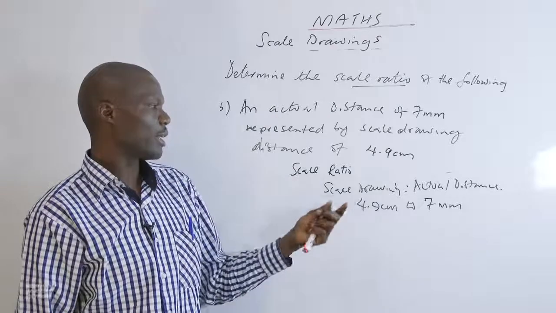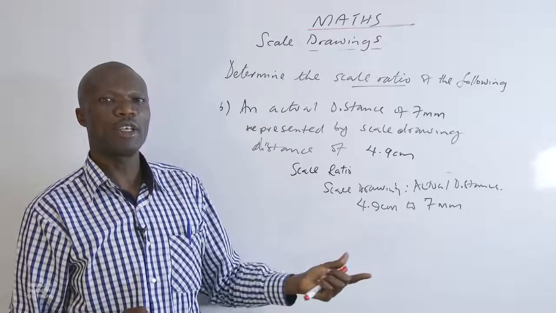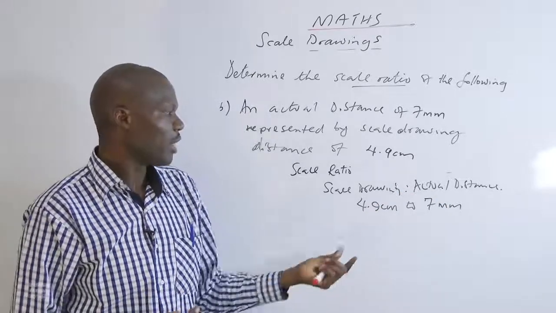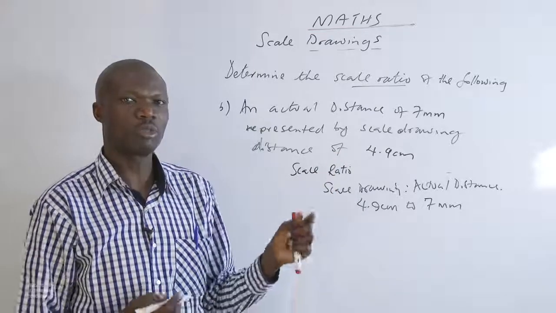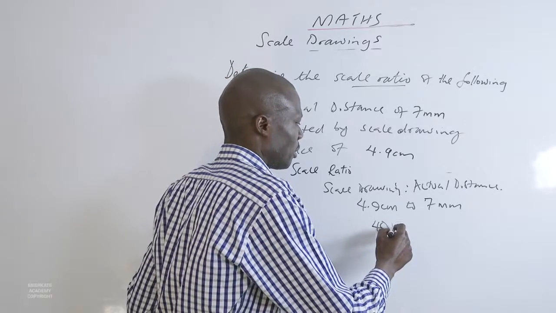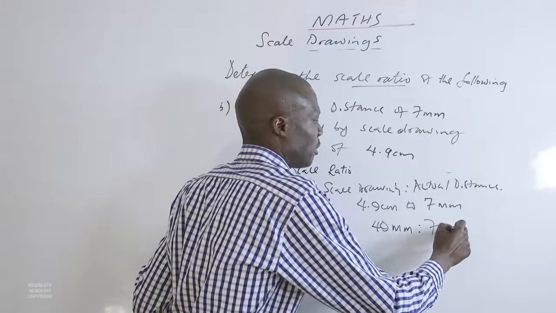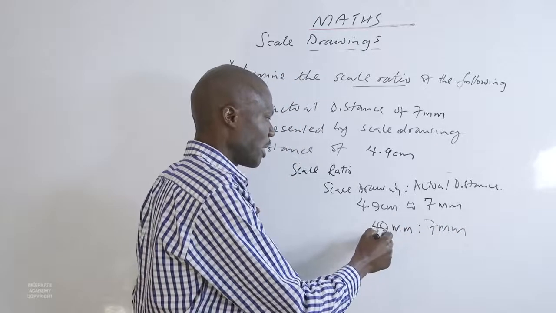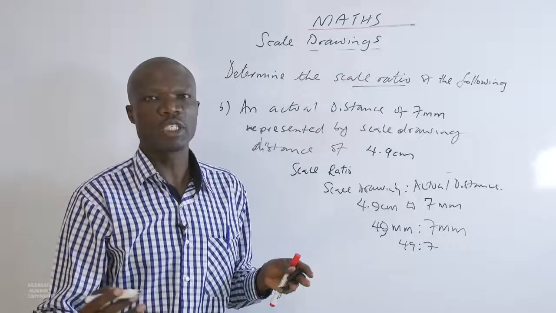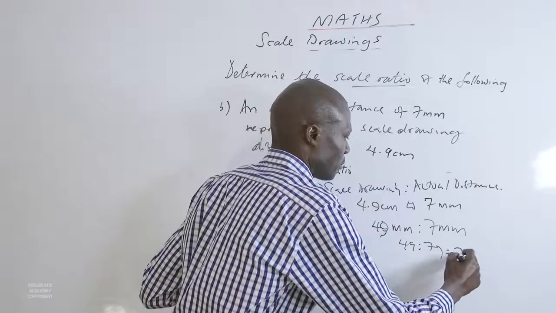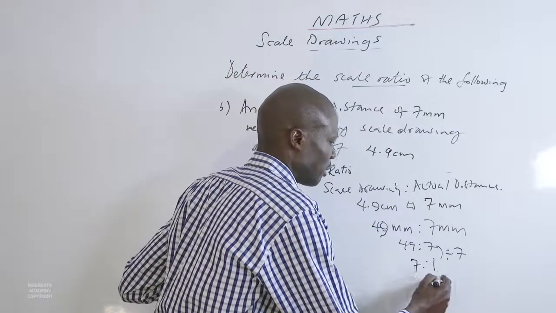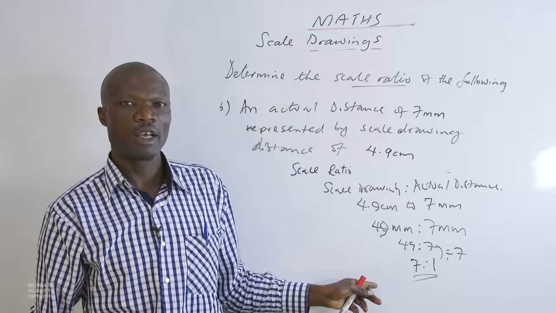See? This is what we have. One side in centimeters, the other side in millimeters. We must convert to make them the same. So we change centimeters into millimeters, which means we multiply by 10, which will give us 49 millimeters to 7 millimeters. Now we can simplify because this is 49 to 7. Divide both sides by 7. You will get 1. Divide this other side by 7. You get 7. So this is the scale ratio.